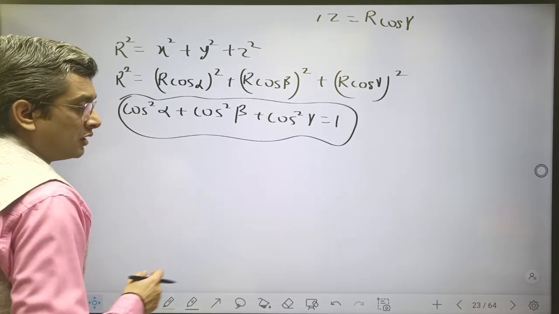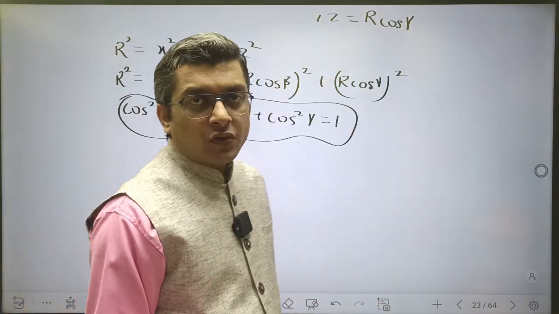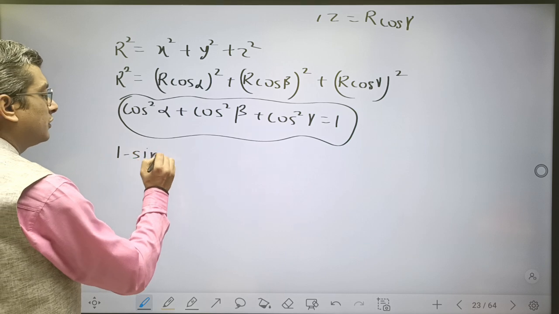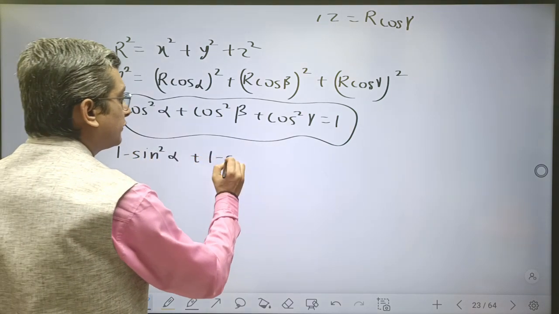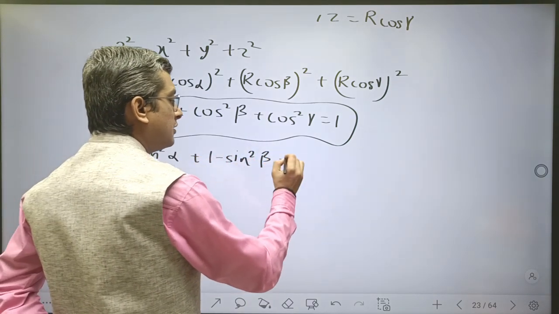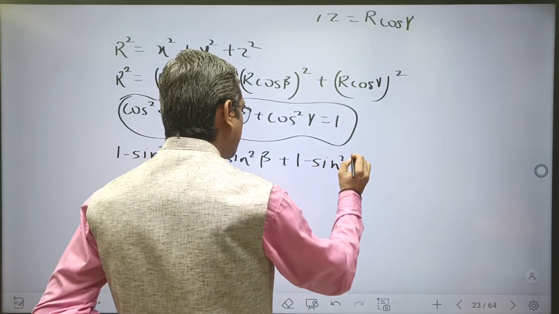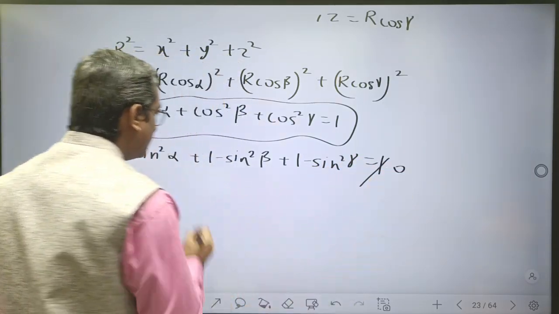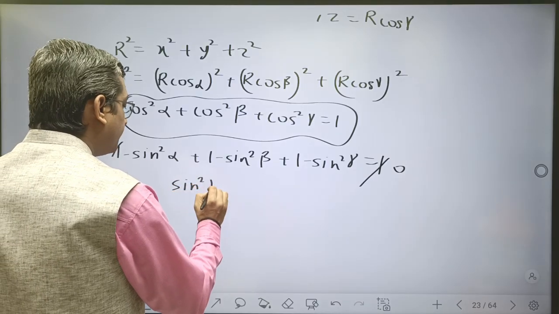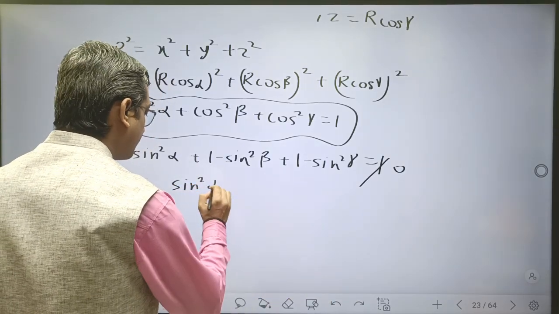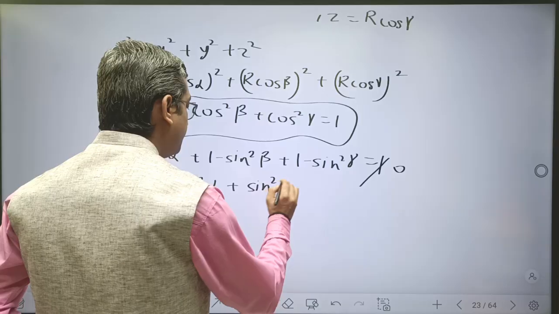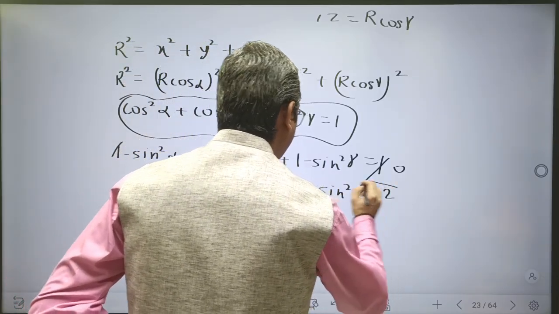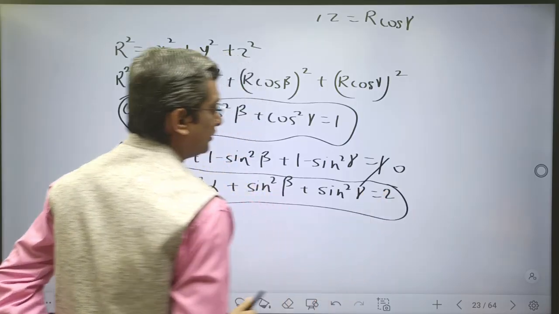And one more thing, as we know that sin square theta plus cos square theta is equal to 1, for that formula this will become 1 minus sin square alpha plus 1 minus sin square beta plus 1 minus sin square gamma is equal to 1. So 1 can cancel, and here you are left with 2 equal to the sum. So sin square alpha plus sin square beta plus sin square gamma is equal to 2. So this is the second formula, dear students.